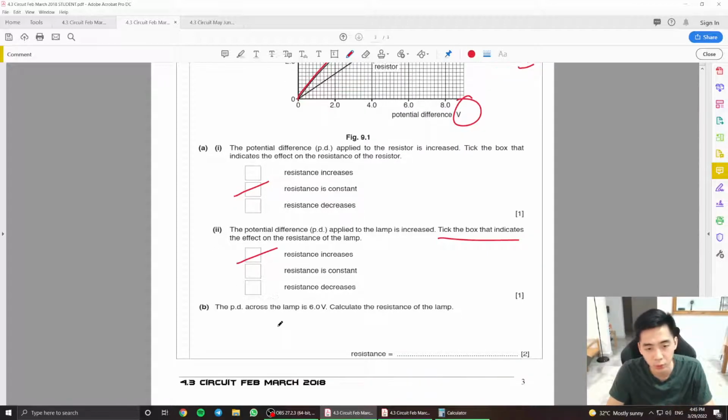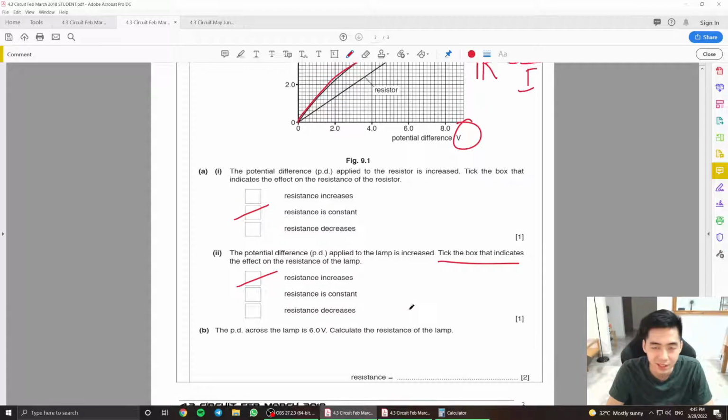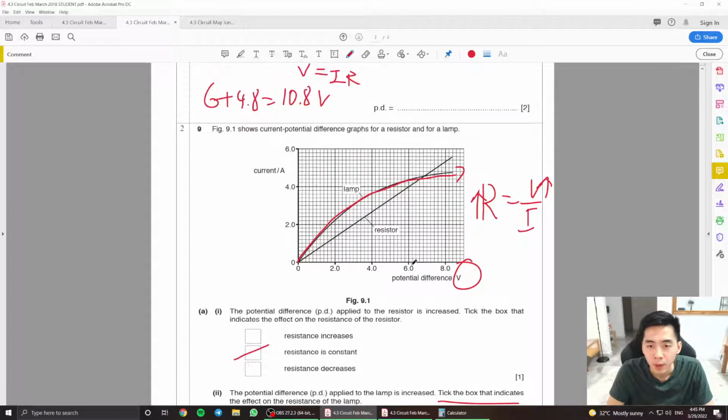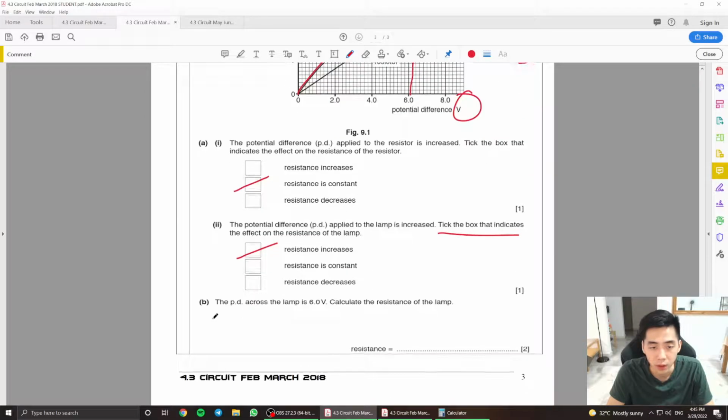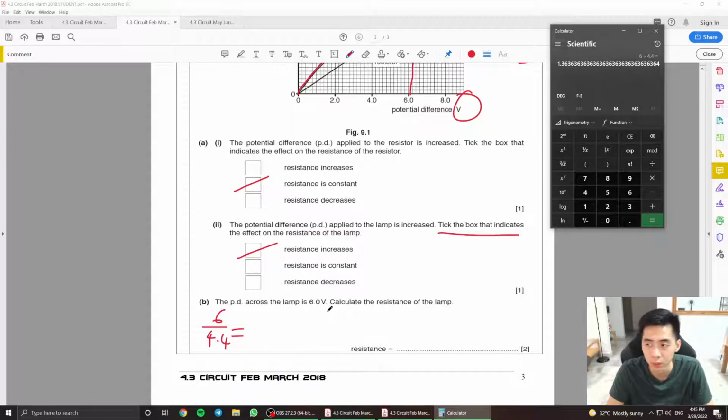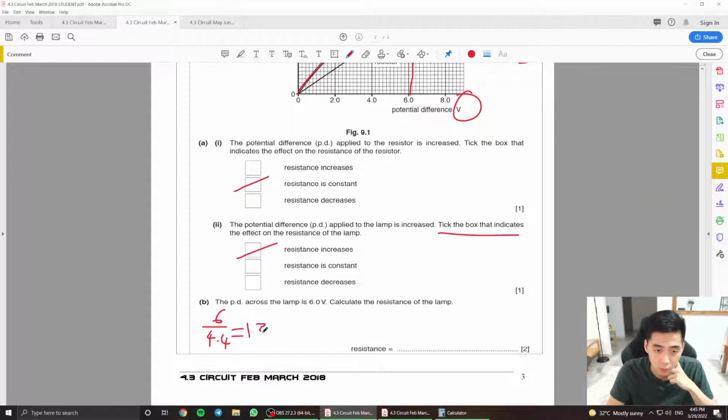And finally, the potential difference across the lamp is 6 volts. Calculate the resistance of the lamp. 6 volts here to the lamp, the current is probably going to be 4.4 as well, right? Oh, this is the current, so it's 6 divided by 4.4. Then I'll have to yet again press in the calculator. We're supposed to get once again 1.36 ohms here, correct to 3 significant figures.